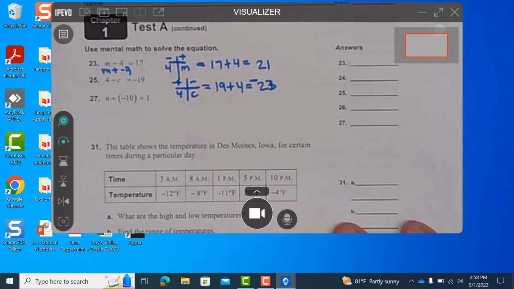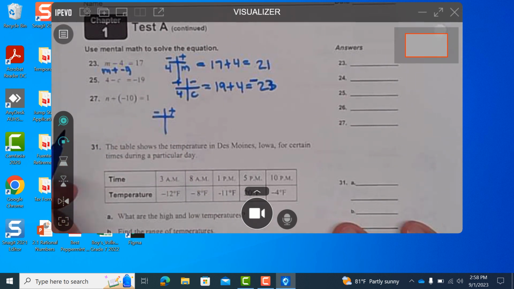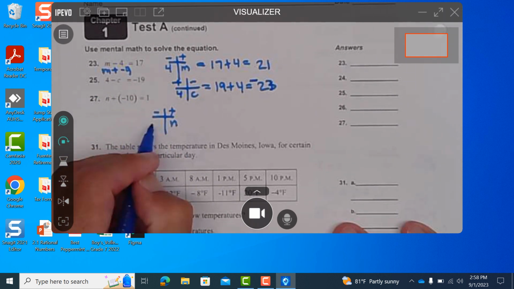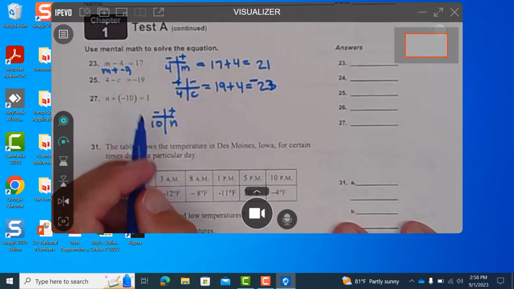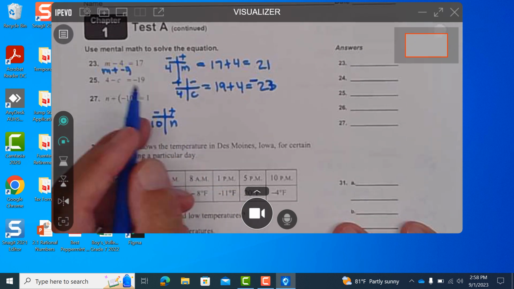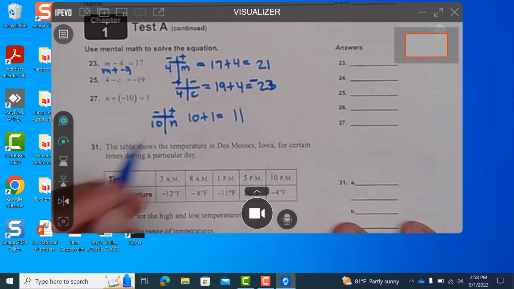All right, finally, we have n plus negative 10 equals 1. So our n looks like it's going to be positive because we want a positive answer. 10 is negative. So we want n to take away 10 in order to get 1. So that looks like it's 1 more, or 10 plus 1. So that looks like it's positive 11.